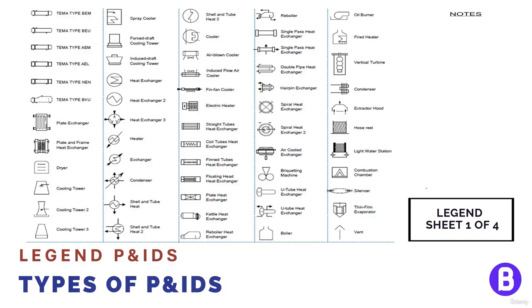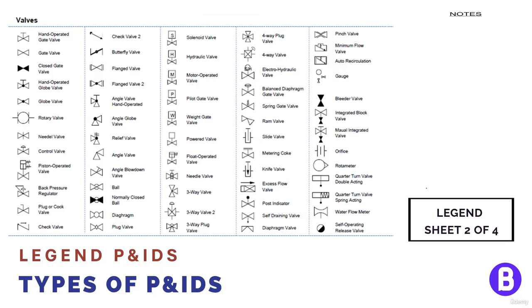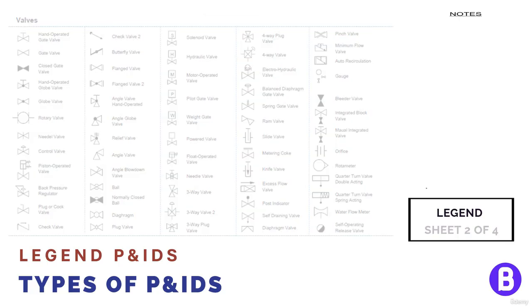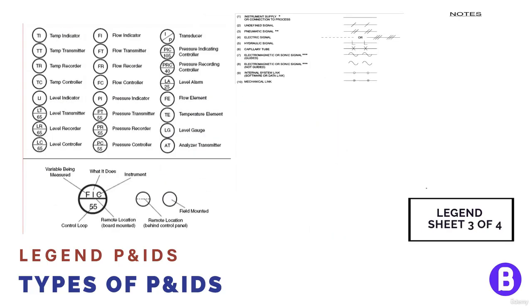When we talk about valves, a legend P&ID shall show the valve types, such as a ball valve, a gate valve, and so on. If the valve is normally open, it can be drawn this way. If it is normally closed, it can be drawn this way. When we talk about instruments and signals, a P&ID shows the symbol for each type as well. This is usually following the ISA symbology.